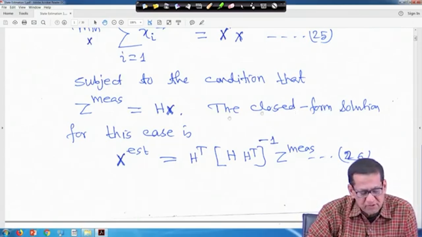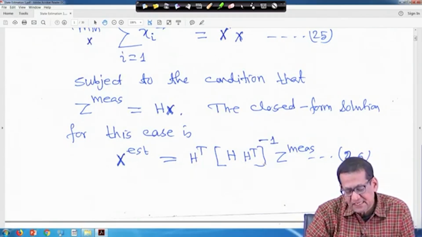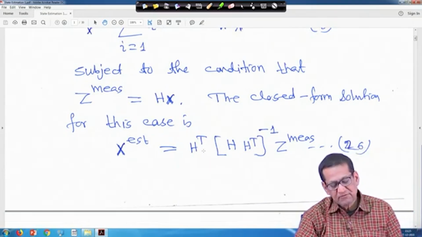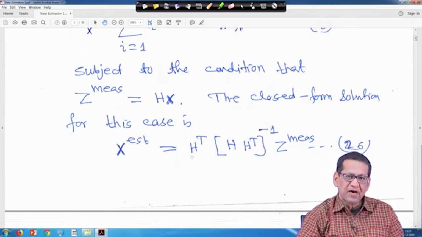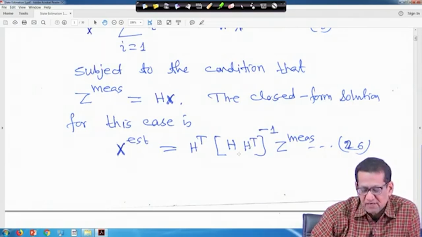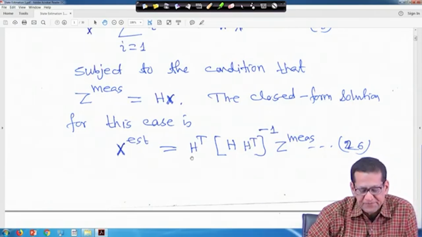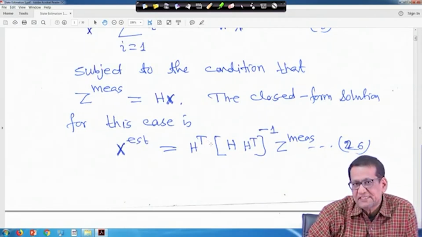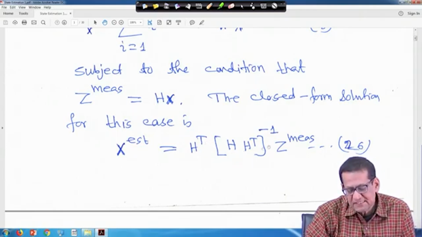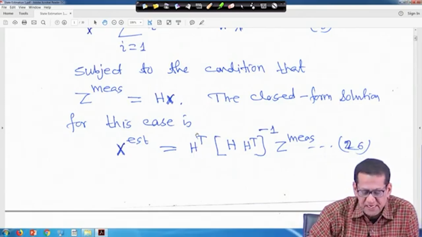The closed form solution for this case will be x estimated equal to h transpose inverse into z measure. So, this will be the solution, but if time permits I will derive it for you, right. But let us see. From that equation only a slight change will be there and it can be derived. So, this is equation 26. It is easy to remember: h transpose, then into h h transpose inverse, into z measure, right.